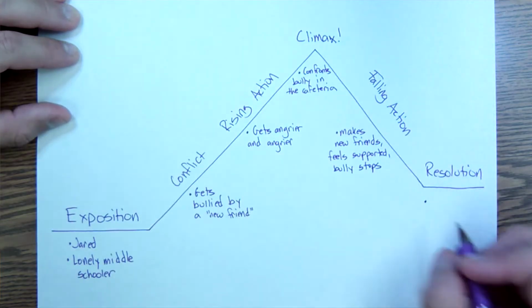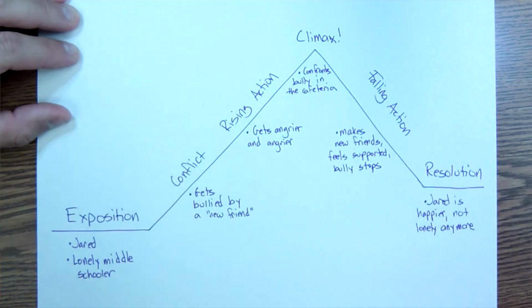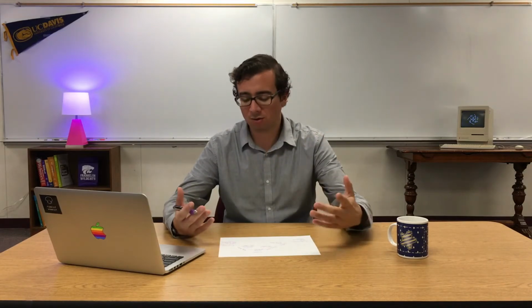And the resolution, how the story plays out, is that Jared ends up happier. He's not lonely anymore. And he's less misunderstood. He's not as quiet and shy because remember, he's passionate, he's got his interests. And so now he feels like there are people who understand him. And he opens up because of that. So he ends up better. This is a happy story. So that's my example for you guys.